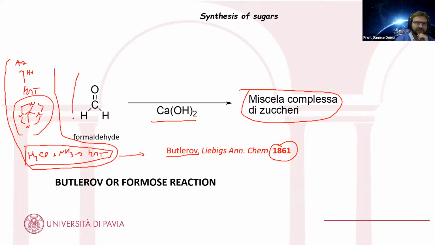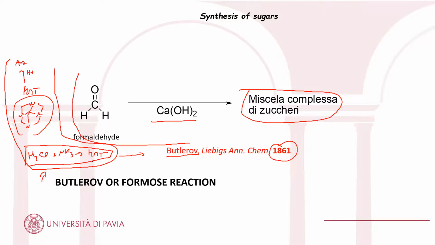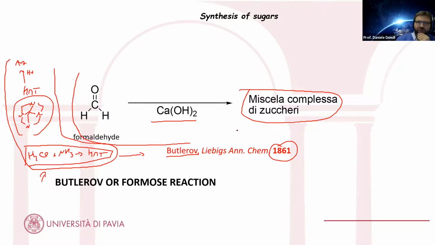Now we are speaking about this other discovery. If you put formaldehyde with calcium hydroxide, you will obtain some sugars. Do you have some questions about this? No, that's okay, actually. Okay, thank you. So it is a surprisingly easy reaction, and you make sugars.